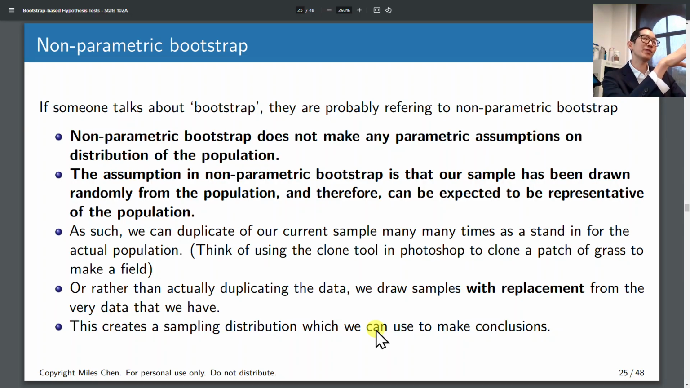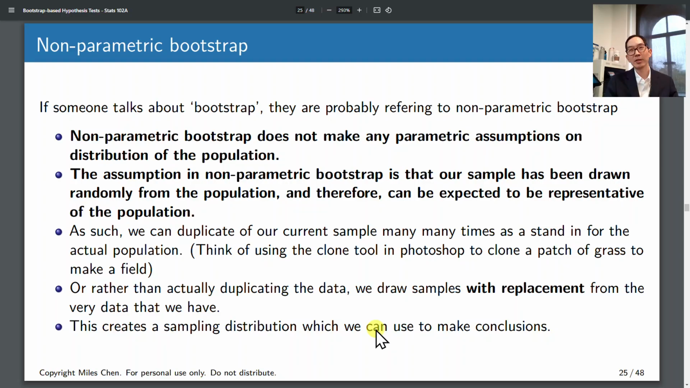Now, if your patch of grass has something weird in it, and then you clone that everywhere, then your field is going to look funny because you're going to have that weird thing show up everywhere multiple times. So the same kind of problems happen. If your random sample has some weird outlier in there, then when you duplicate or clone that a bunch of times to fill in your population, it's going to look a little bit funny. But the hope is your random sample is representative, and therefore when you clone it a whole bunch of times, you have something that reasonably looks like the population.